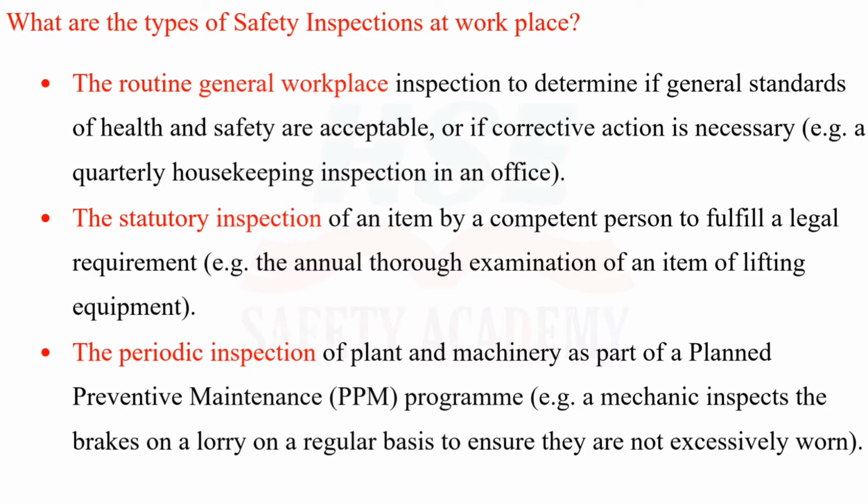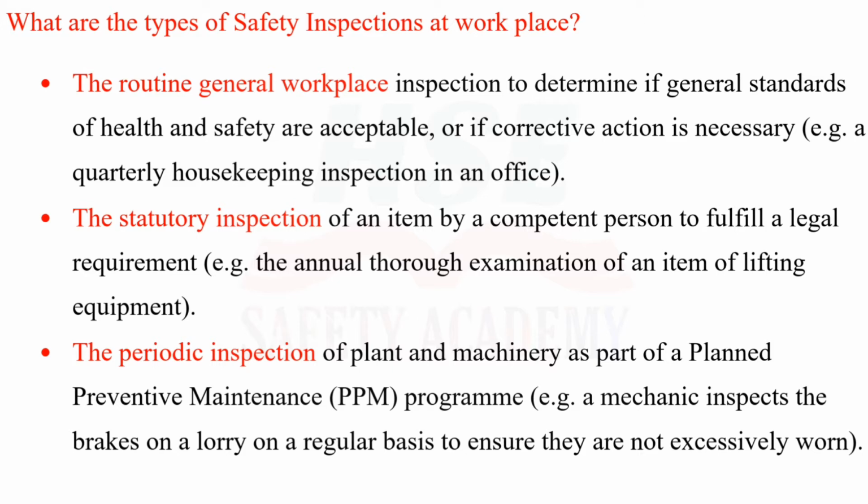What are the types of safety inspections at the workplace? The routine general workplace inspection to determine if general standards of health and safety are acceptable, or if corrective action is necessary. For example, a quarterly housekeeping inspection in an office. The statutory inspection of an item by a competent person to fulfill a legal requirement. For example, the annual thorough examination of an item of lifting equipment.